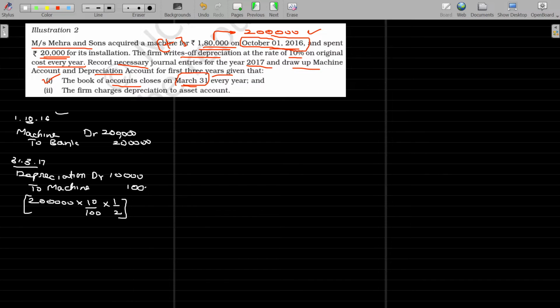By the year end, whatever the depreciation amount is will be transferable to the P&L account. So profit and loss account debit to depreciation, this value being 10,000.